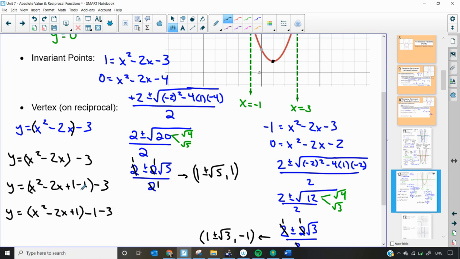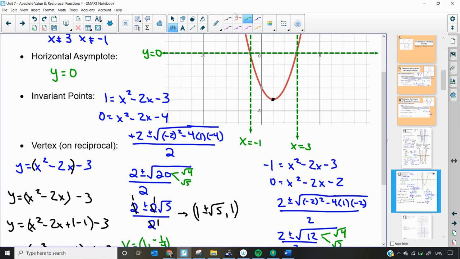Now remember, if this was a function that had a coefficient in front of the x squared, we would have to remember to multiply it by that number. And then we factor. So we're going to have x minus 1 squared minus 4. So our vertex is happening at positive 1, comma negative 4, meaning our new vertex is happening at positive 1 and negative 1 over 4. And so we can plot that point 1 and negative 1 over 4. And we mark our invariant points, which are happening here and here.